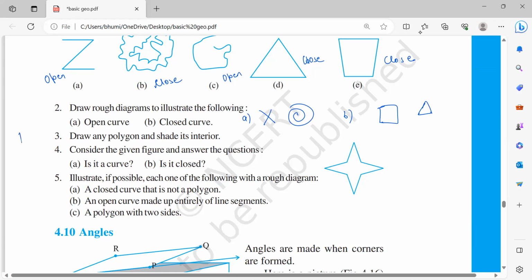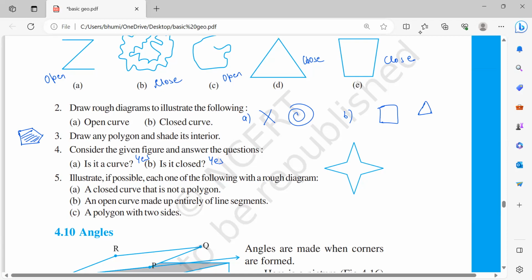Draw any polygon and shade its interior. Let's draw the pentagon and shade the interior. Consider the given figure and answer the question. This figure, is it a curve? Is this star a curve? Yes, it is a curve. Is it closed? Yes.